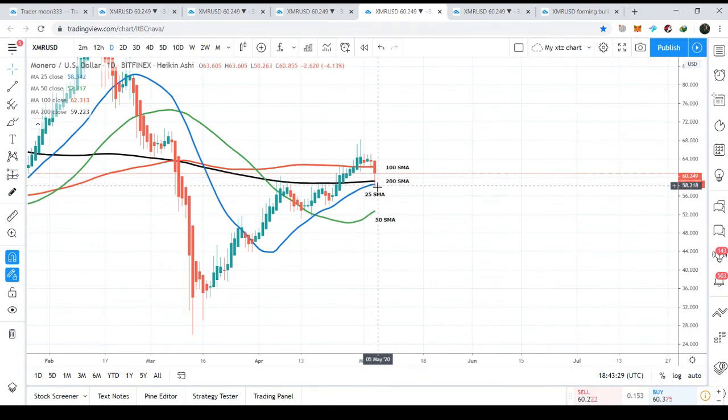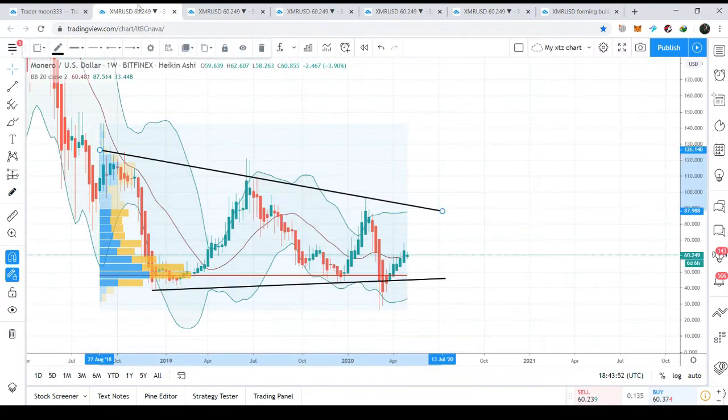If these two golden crosses will be formed, then the price action will be safe from breaking down this 200 simple moving average support. But if this support will be broken down, the 200 simple moving average will be broken down, then it will be very easy for the price line to break down the 50 and the 25 simple moving averages, and definitely after that the price line will again drop down here at the support of this wedge.